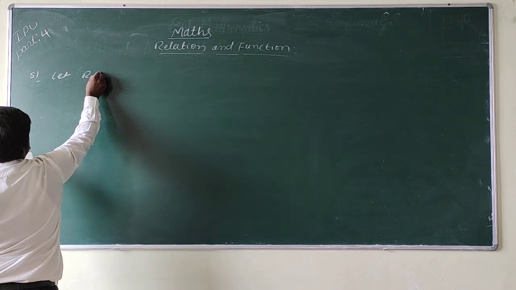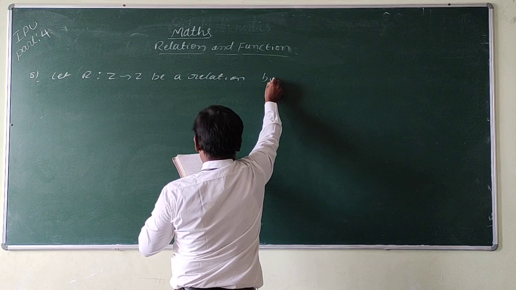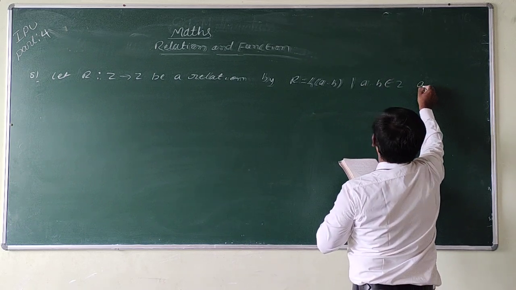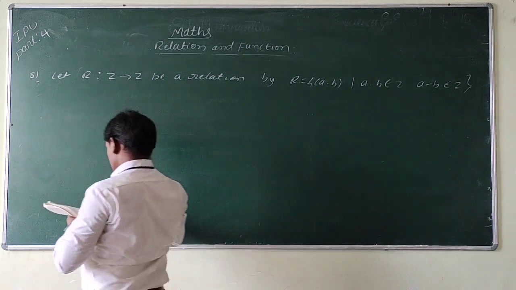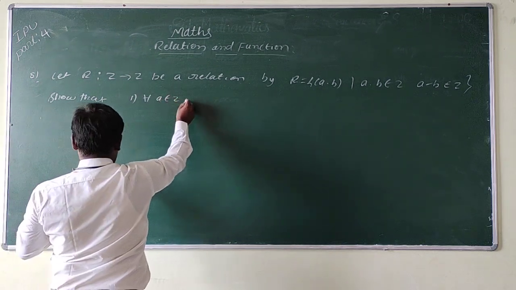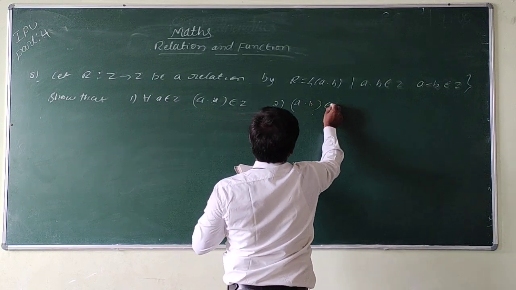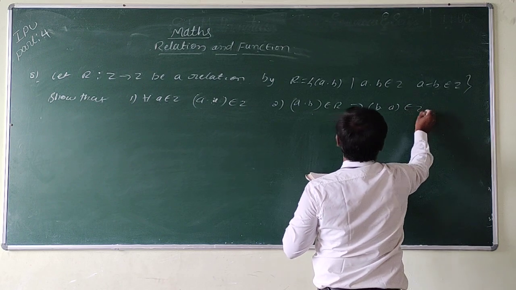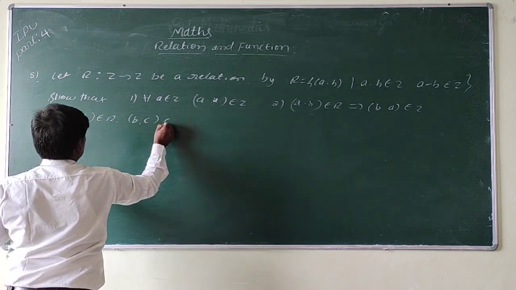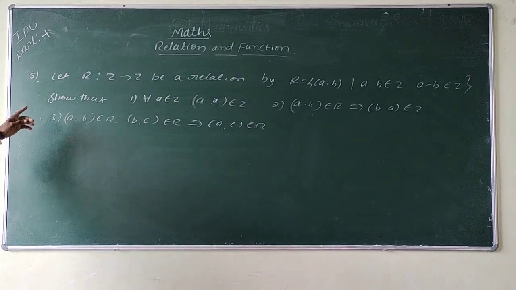Let R be a relation from Z to Z defined by R equal to the set of ordered pairs (a, b) such that a, b belong to Z and a minus b belongs to Z. Show that, first, for all a belonging to Z, (a, a) belongs to R. Second, (a, b) belongs to R implies (b, a) belongs to R. Third, (a, b) belongs to R and (b, c) belongs to R implies (a, c) belongs to R. So, solution.